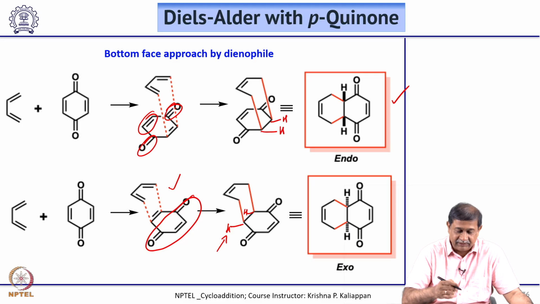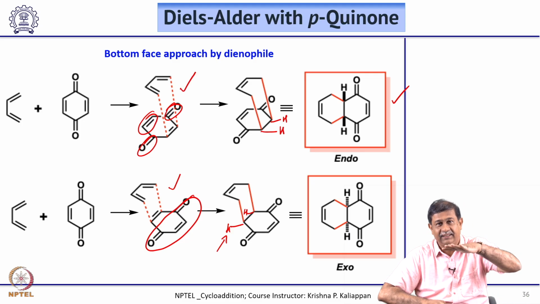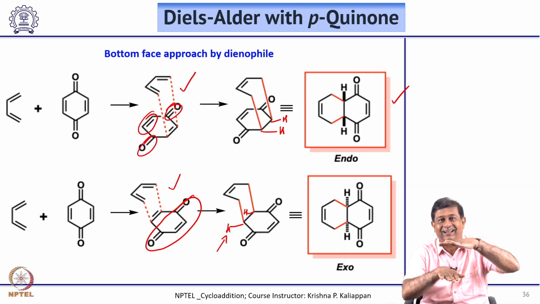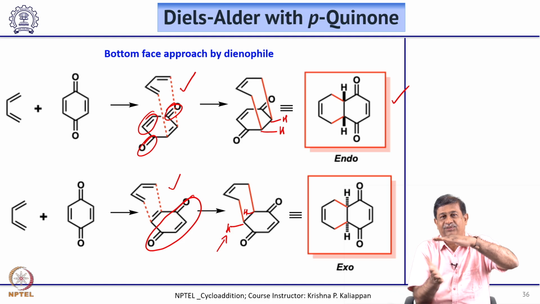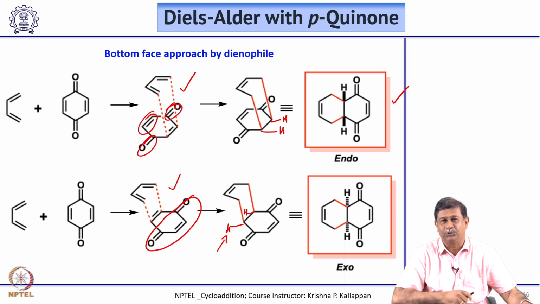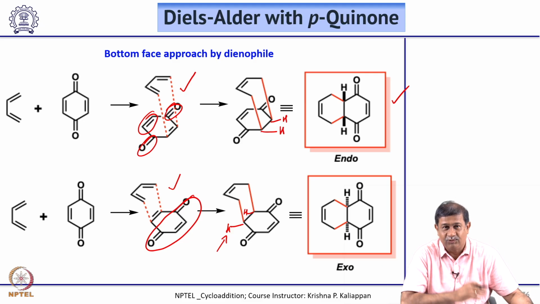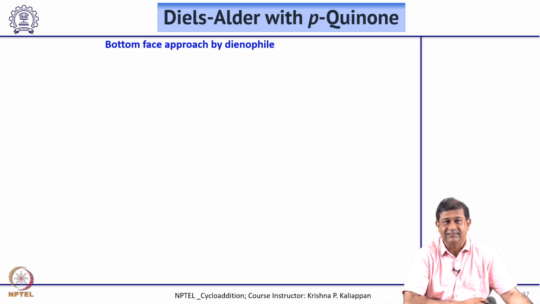What is very important is how you draw this transition state. First, you bring the diene and you bring the dienophile under it. When you bring the dienophile under, the substituent on the double bond should be below the diene. Only then will you get the endo product. Or if you bring the dienophile and the substituent is away from the diene, that will lead to the exo product. This is very important. Once you practice this, you can write any Diels-Alder reaction product by writing this type of transition state.